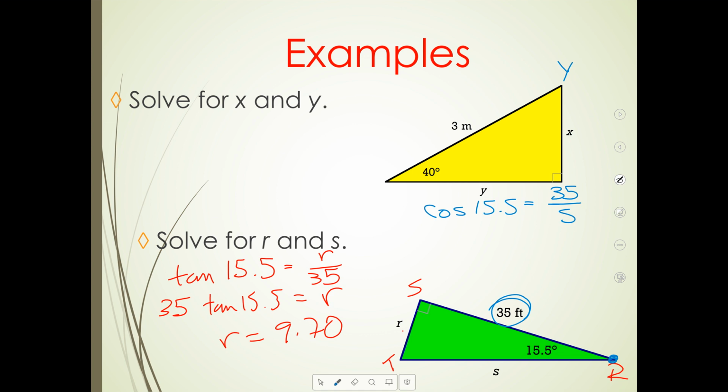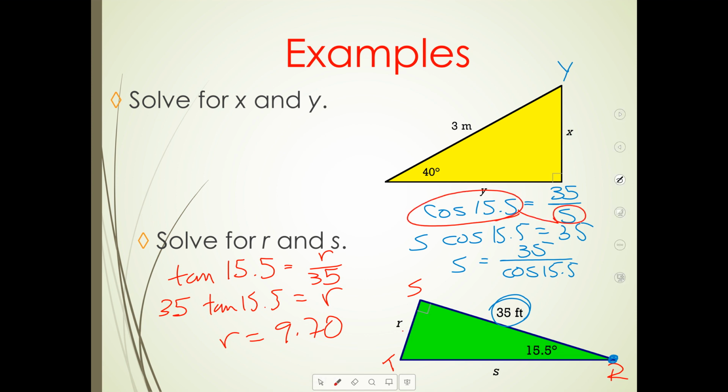Some of you struggled with solving for S. This is the one time I'll show you. I need to multiply both sides by S, and I get S times the cosine of 15.5 is equal to 35. Then I need to divide by the cosine of 15.5. That's commonly referred to as the switcheroo. Why the switcheroo? Because this is switching with that when your unknown is in the denominator. Plug and chug into your calculator. What's S equal?